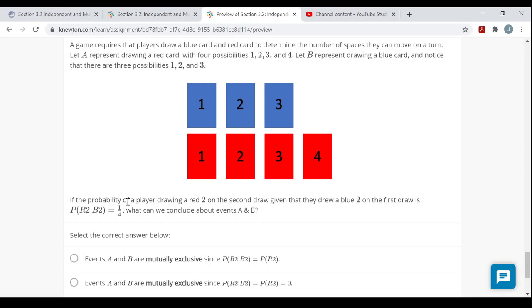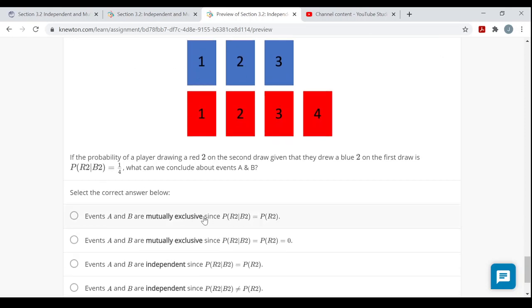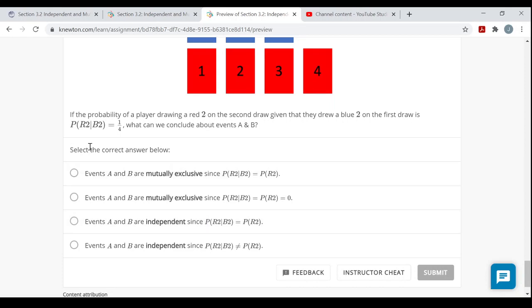If the probability of a player drawing a red 2 on the second draw, given that they drew a blue 2 on the first draw, is 1 out of 4, what can we conclude about events A and B? Now select the correct answer below.